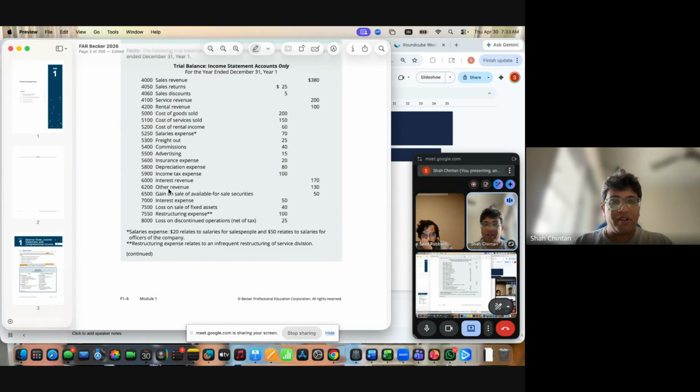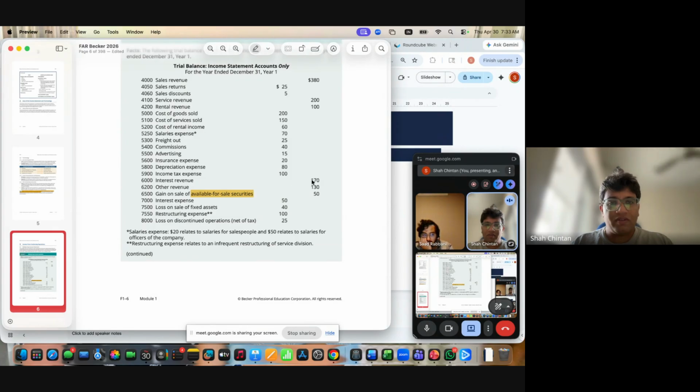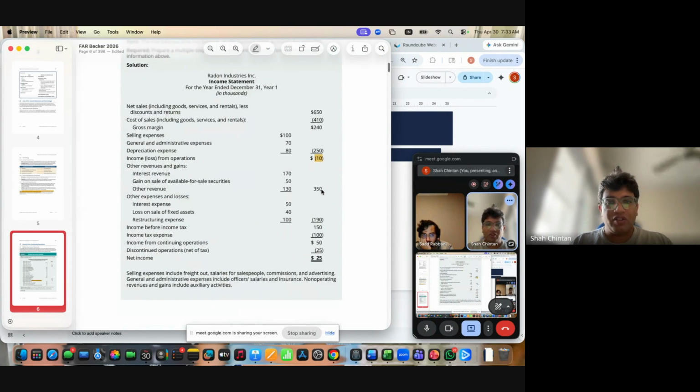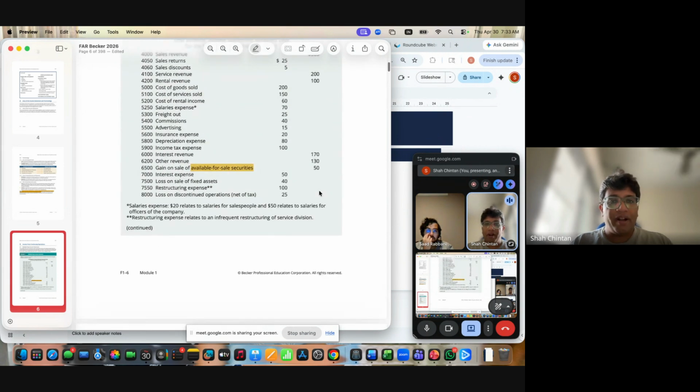Going back to the trial balance, what other incomes have they given? Interest revenue, other revenue, and gain on sale of available for sale security. This generally goes to your OCI, but right now let's ignore this. So 170 plus 130 is 300, plus 50 is 350. So 350 is recorded as non-operating revenue. Then you have non-operating expenses of 50. Loss on sale of fixed asset, you will show it separately because it's an unusual transaction.